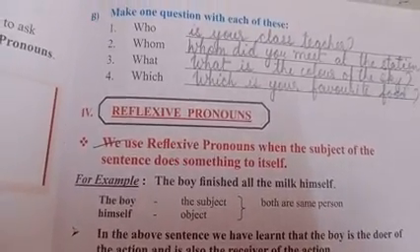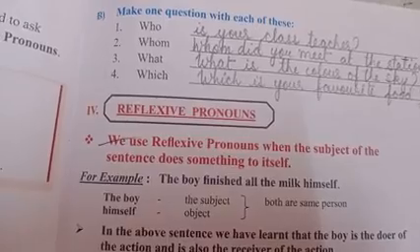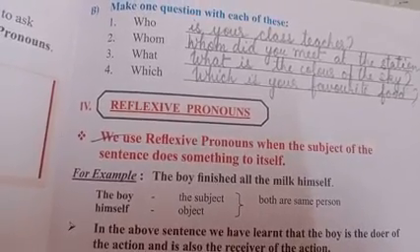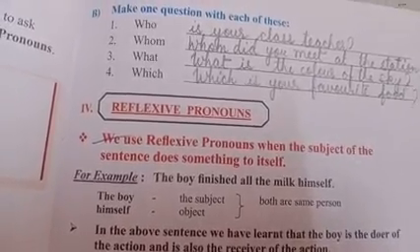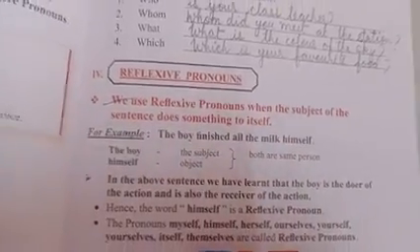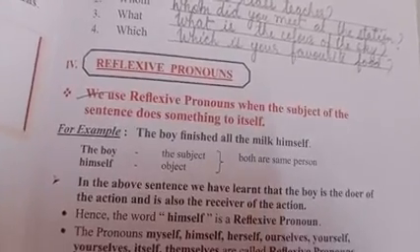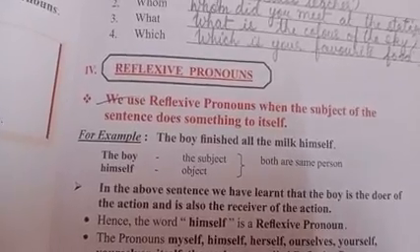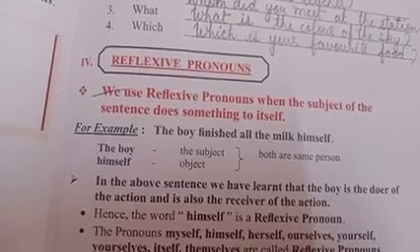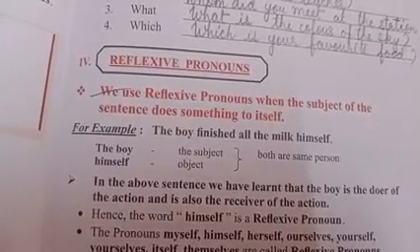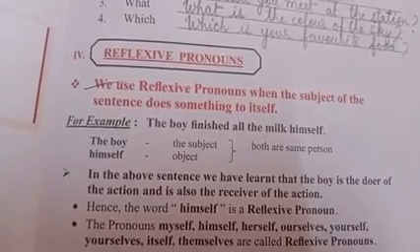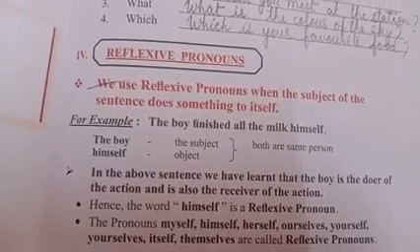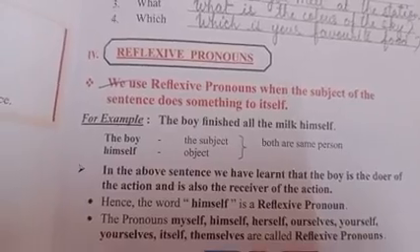When the subject of the sentence does something itself, then it is known as reflexive pronoun. The boy is the subject and himself is the object. Himself, both are same person. In the above sentence, we have learned that the boy is the doer of the action and is also the receiver of the action. Himself is used for the boy only. Hence, the word himself is a reflexive pronoun. The pronouns myself, himself, herself, ourselves, yourself, yourselves, itself, themselves are called reflexive pronouns.